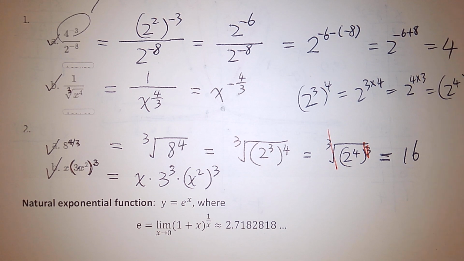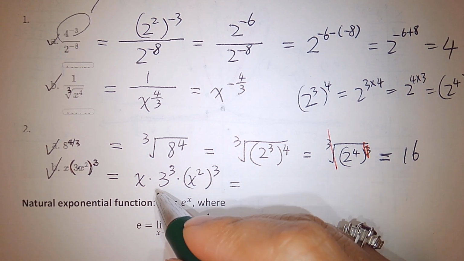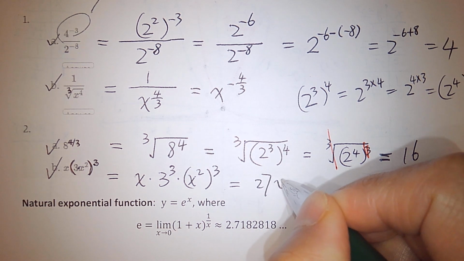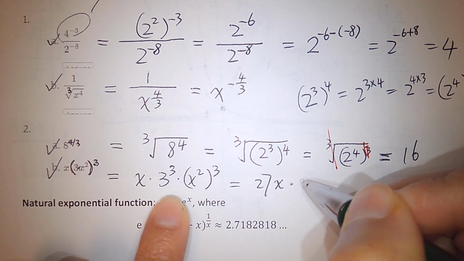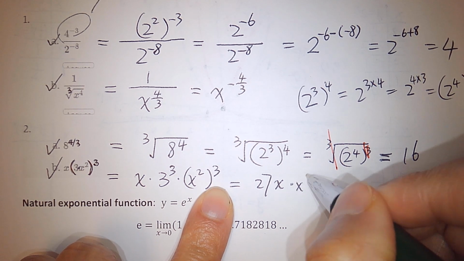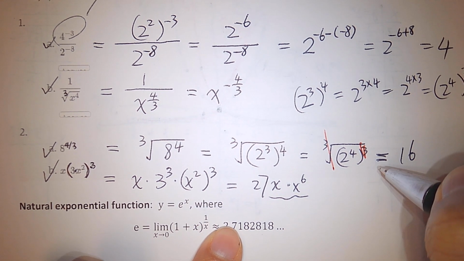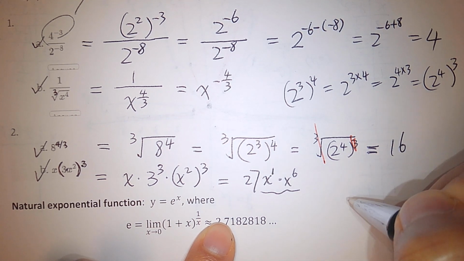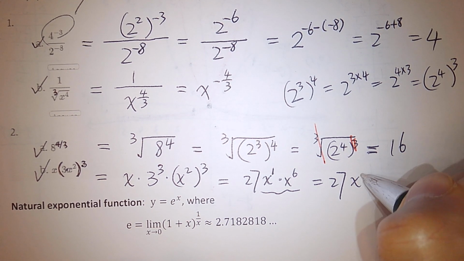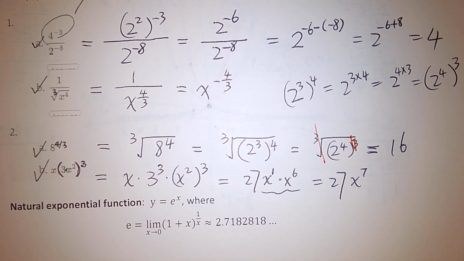Are you with this, everybody? Okay, so 3 to the cube is what? 27, times x. What is x to the square to the cube? x to the 6. Can we do further? It is going to be 27 times x to the what? 7th power.